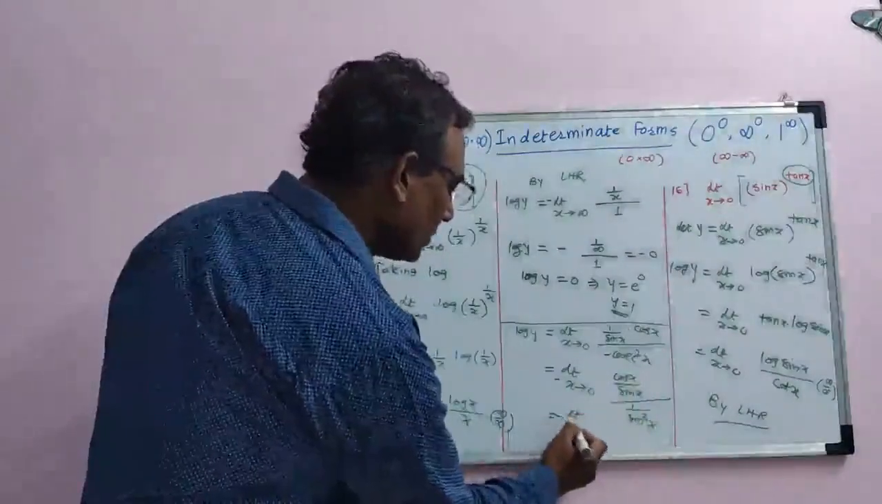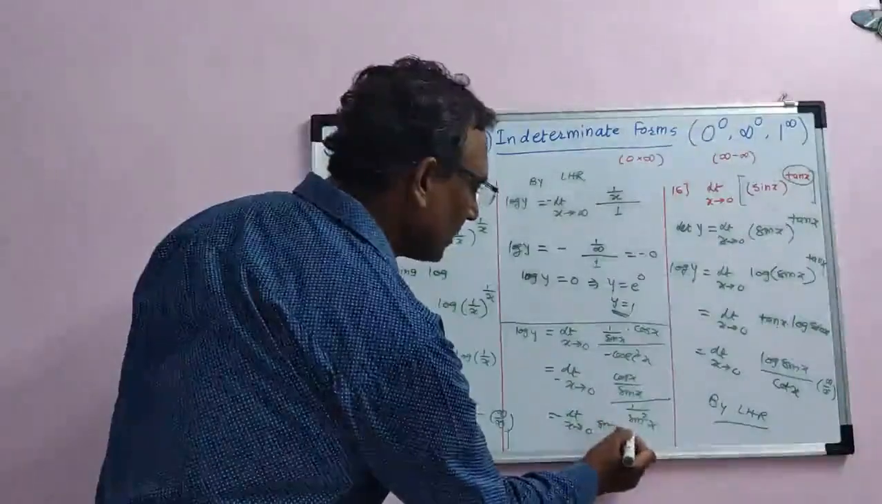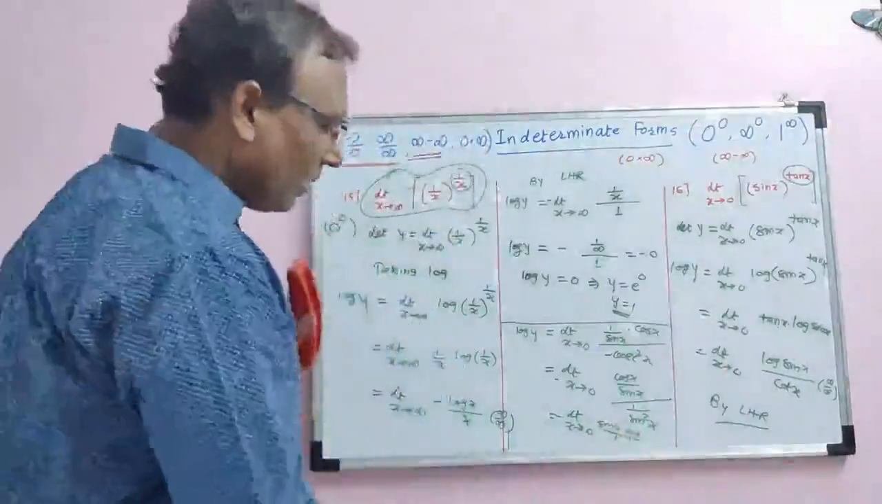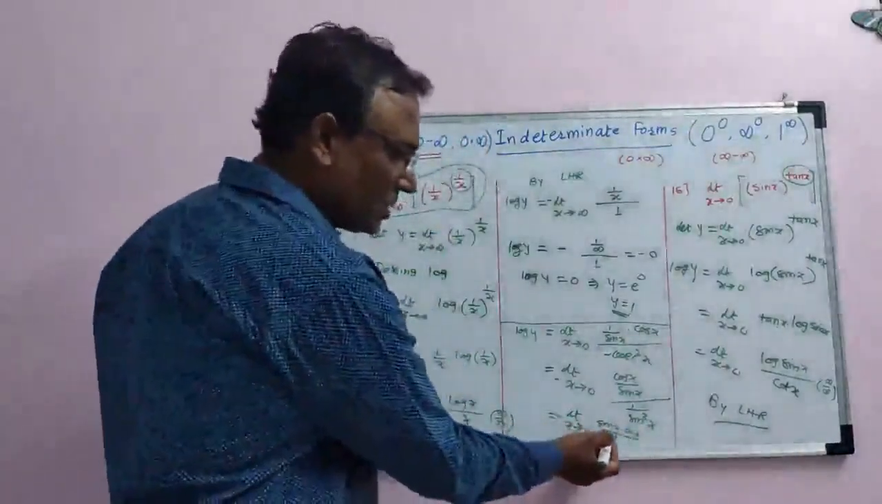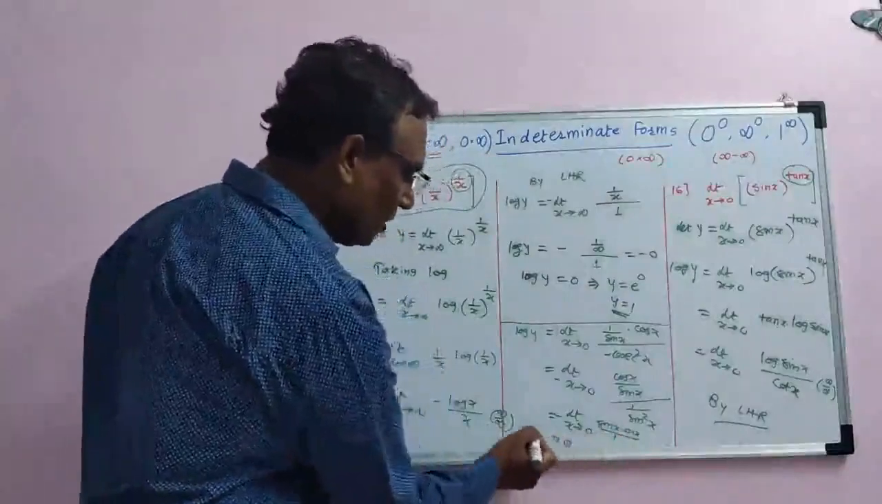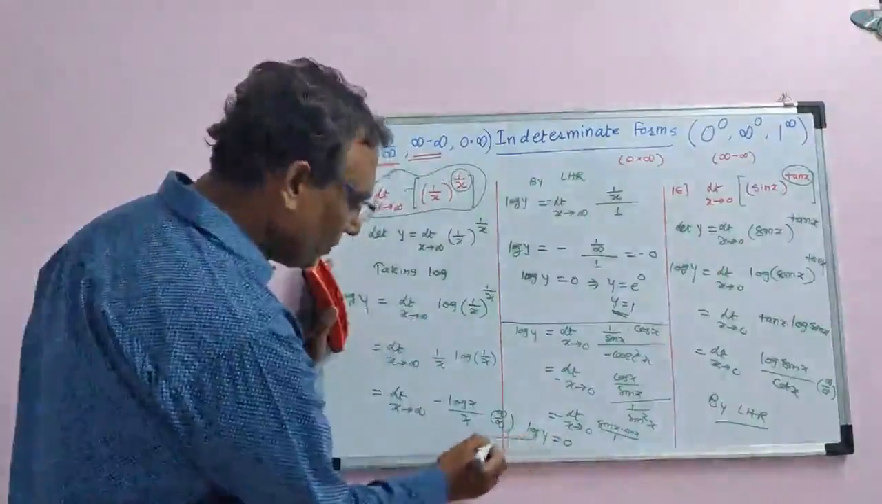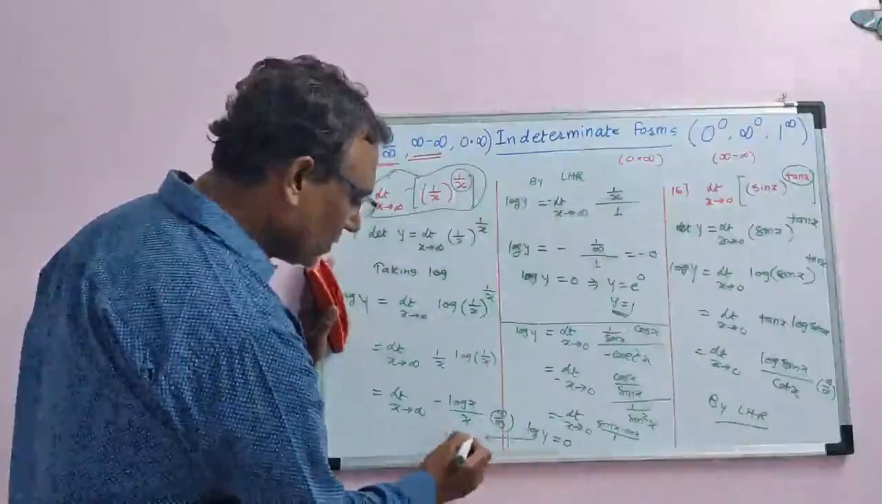Sin square will jump in the numerator. Minus limit x tends to 0. Then one sin will get cancelled. Sin x into cos x is remaining, divided by 1. Now you can put x equal to 0. Sin 0 is 0, cos 0 is 1, so 0 into 1 is 0. Means the value will be 0, means log of y is equal to 0. Therefore, y equals e raised to 0, which is 1.